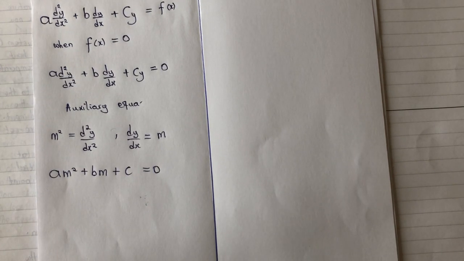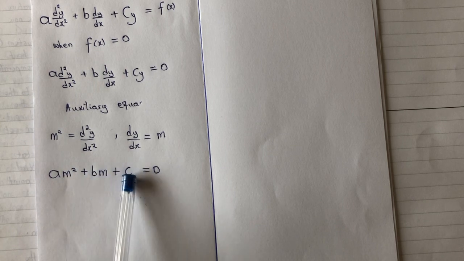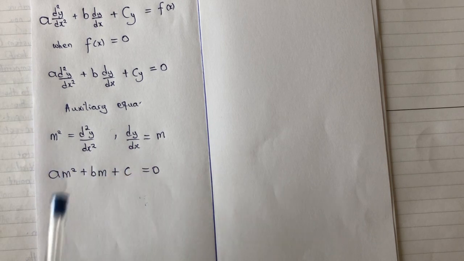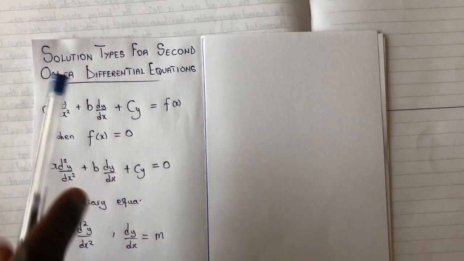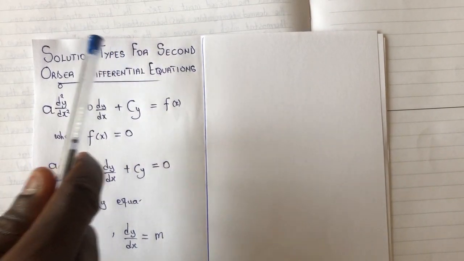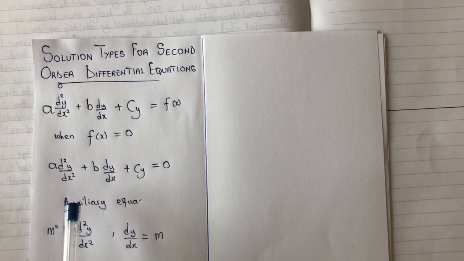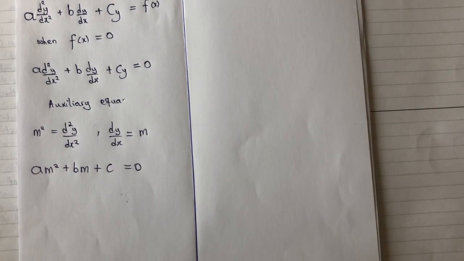Now, we have generated what we call the auxiliary equation, a m squared plus bm plus c equal to 0. This auxiliary equation is a quadratic equation. When we solve it, we generate the roots m1 and then m2. And these roots will be used to determine the solution type of the second order differential equation, only for the complementary function. For f of x, which is the particular integral, I will talk about that when I am working on an example in my next video.